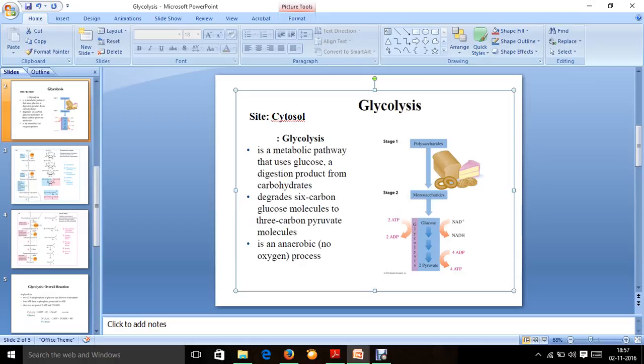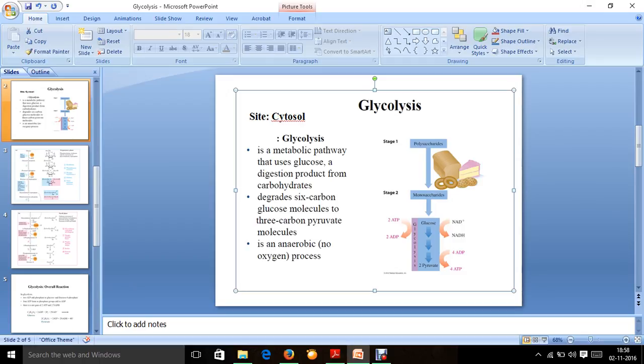Glycolysis is a major metabolic pathway that utilizes glucose, which is a digestion product from carbohydrates. This glucose is converted to pyruvic acid through the pathway of glycolysis. In glycolysis, the six carbon compound glucose is converted into the three carbon compound pyruvate, and during the process, it also liberates two ATP molecules and two NADH molecules.